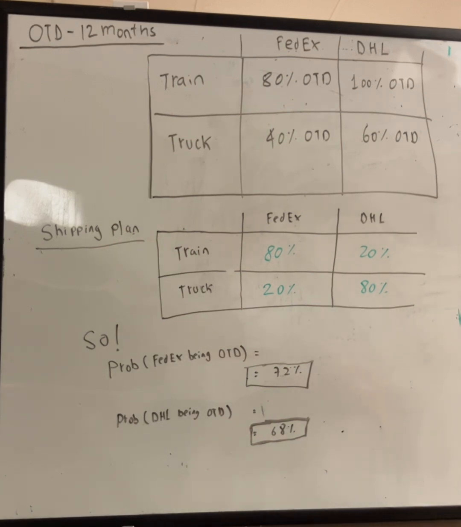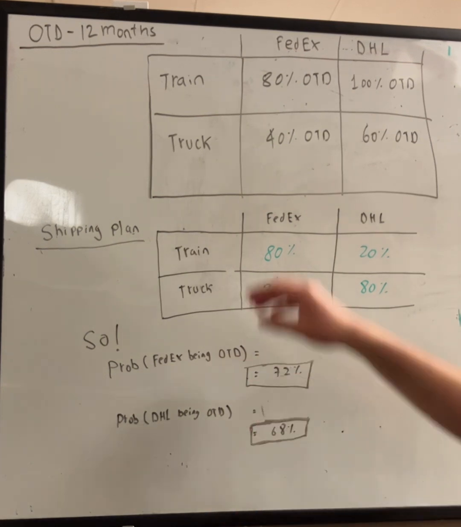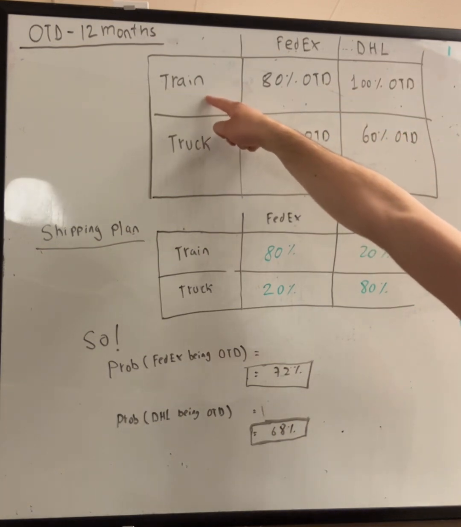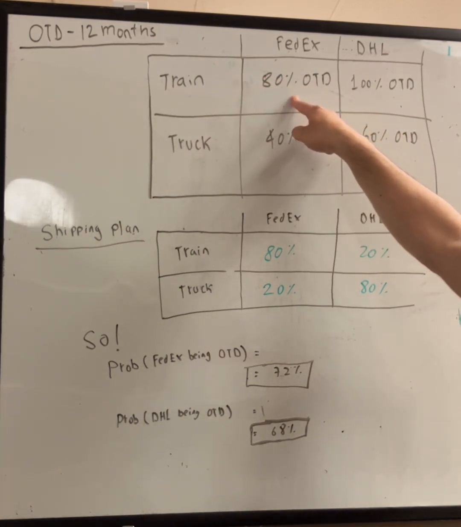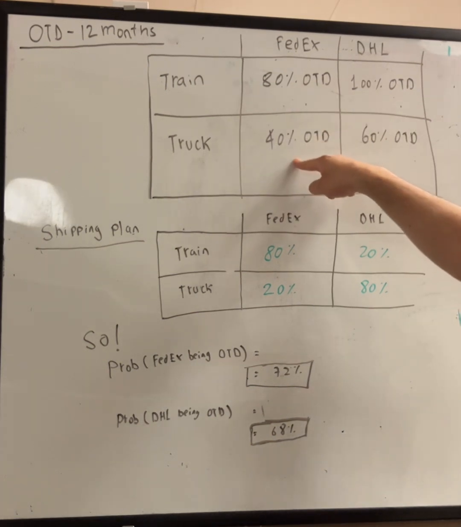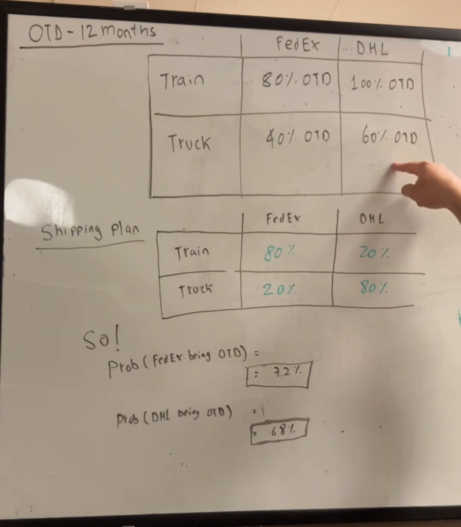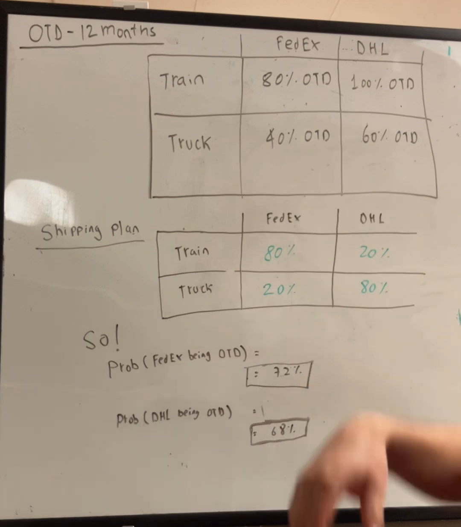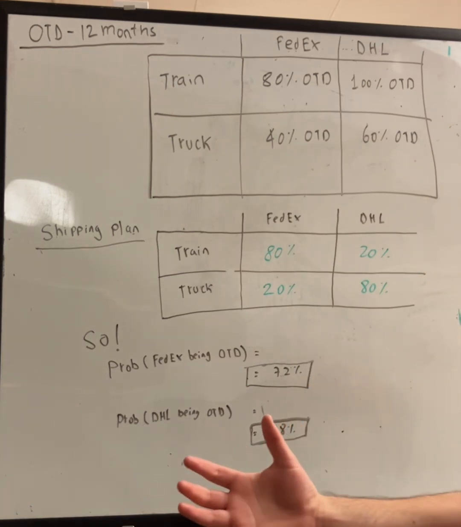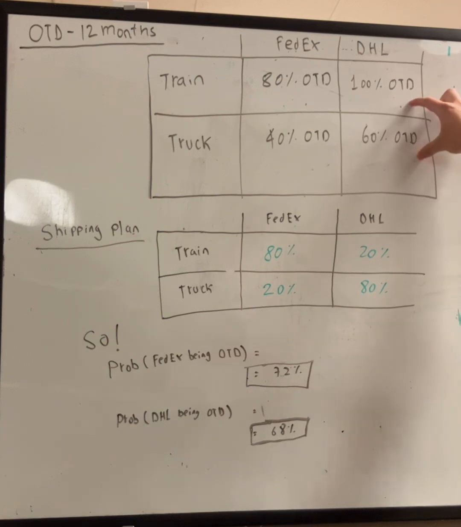Let's assume that we want to compare who's the best carrier, FedEx or DHL. Let's assume that we took their on-time delivery performance for the last 12 months. For FedEx, when they ship by train, it gets to us on time 80% of the time. When they ship by truck, it gets here on time 40% of the time. On DHL, it's 100% on-time delivery when they ship by train, and 60% when they ship by truck. So just by checking their on-time delivery over the last 12 months, you can maybe think that DHL is the best option, right?